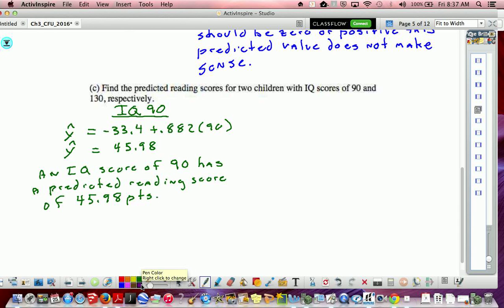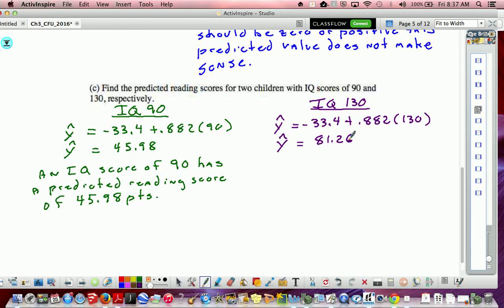Do the same thing for the other one. It says to do it for 130, so an IQ of 130. Same process. Y hat equals negative 33.4 plus 0.882 times 130. So y hat, if I plug that into my calculator, ends up being 81.26.